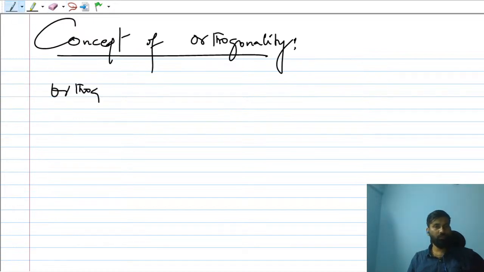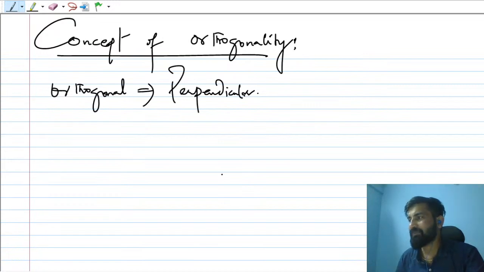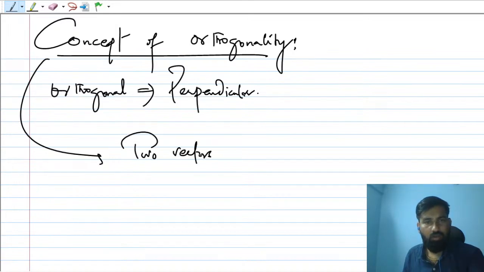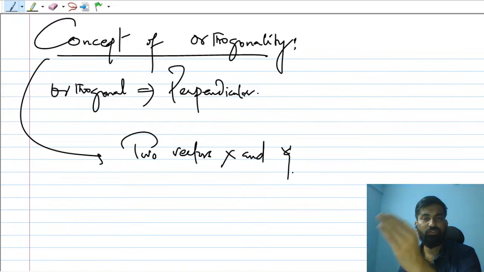Remember, the word orthogonal means perpendicular. So two vectors are perpendicular to each other. Two vectors x and y are said to be orthogonal. Suppose we have been given two vectors x and y, and if you say that they are orthogonal to each other, they should satisfy the following condition.